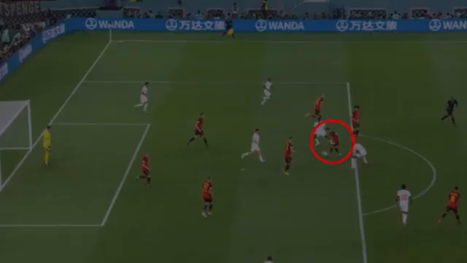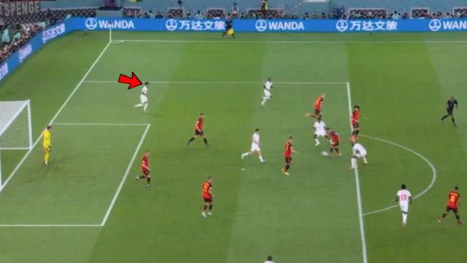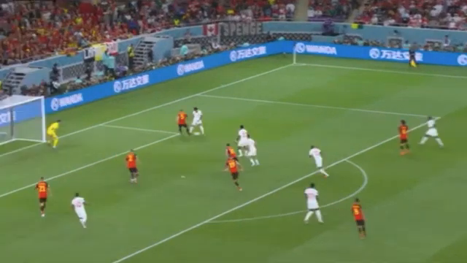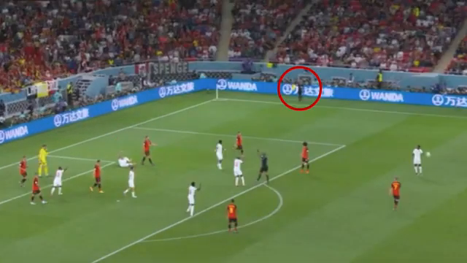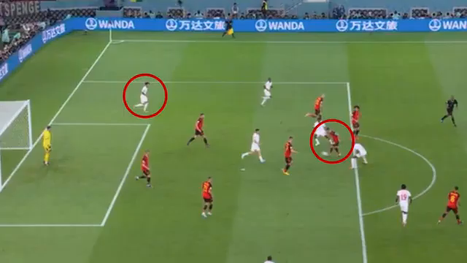Now on to a more straightforward element of the offside law, an opponent intentionally playing the ball to a player in an offside position. The player here is clearly offside when the ball is played to him, but because the ball is played by an opponent, offside is not a consideration. Strangely, this player was actually called offside during the Qatar 2022 World Cup, but this was an incorrect decision. You cannot be offside if you receive the ball from an opponent who deliberately plays it.